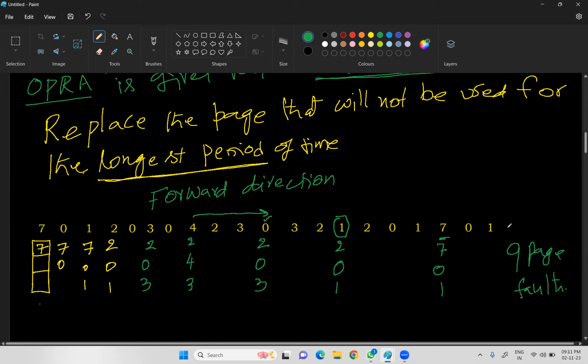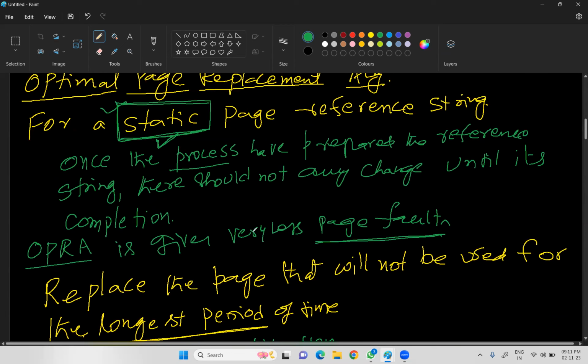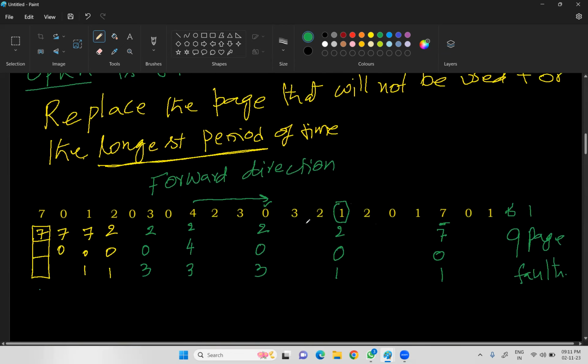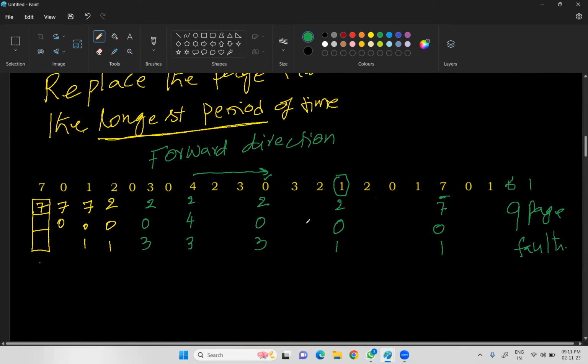We don't know which is going to join. For example, after some time 6 is going to join, after some time 1 is going to join, because we don't know which page will get joined if it is a real-time application. That is why, if it is static, there is no problem. If it is real time, the optimal page replacement algorithm cannot be supported.